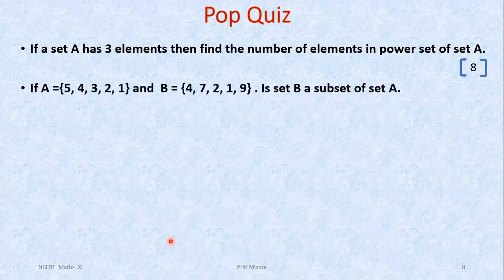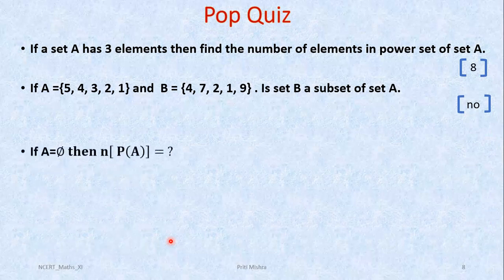Next question: if A = {5, 4, 3, 2, 1} and B = {4, 7, 2, 1, 9}, is the set B a subset of set A? Find it out. The answer is no, because not all the elements present in set B belong to set A. That's why it is not a subset.